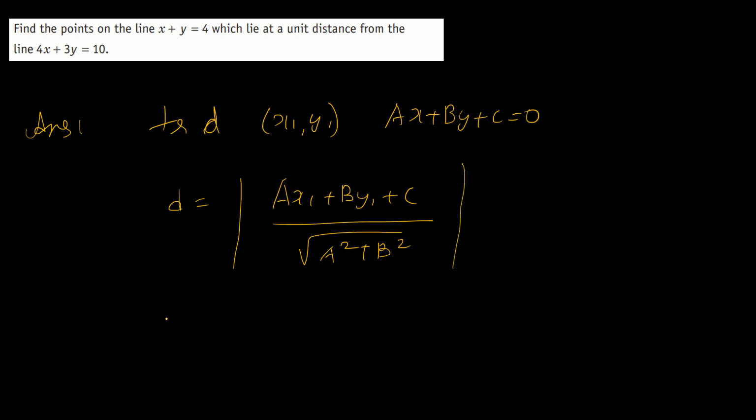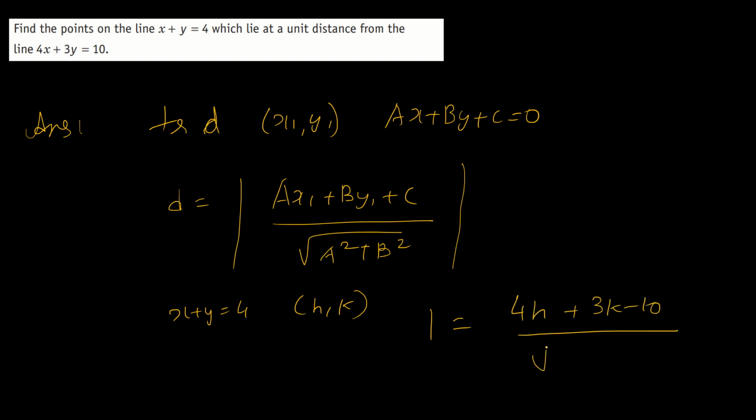Okay, let's say x plus y equal to 4 is a line. On this line there is a point (h, k). This point is at a unit distance from 4x plus 3y equal to 10. Because of that, we can write 1 equal to (4h plus 3k minus 10) divided by root of 4 square plus 3 square. I just wrote whatever data is given in the question. Since (h, k) is lying on the line x plus y equal to 4, we can form the first equation as h plus k equal to 4. That's equation number 1.